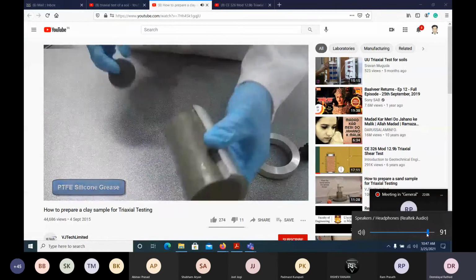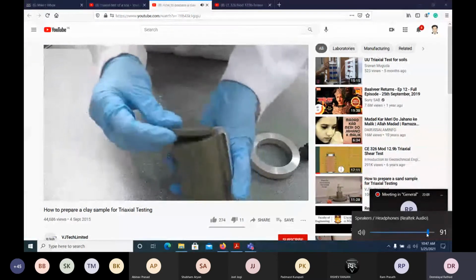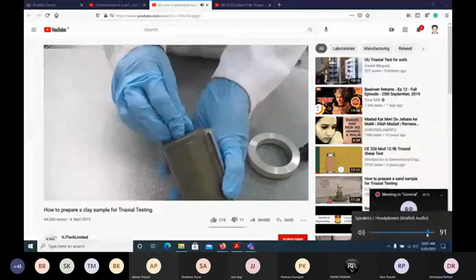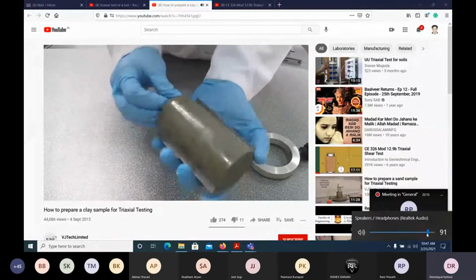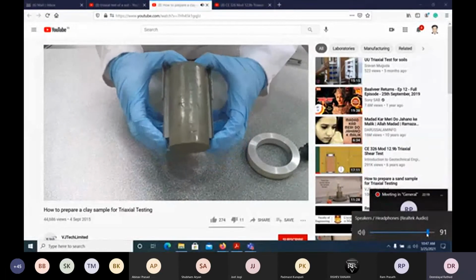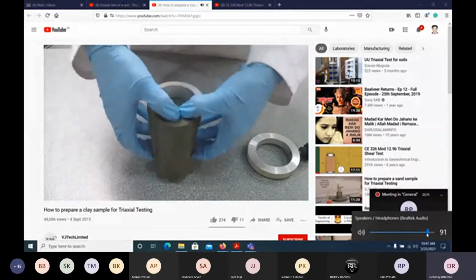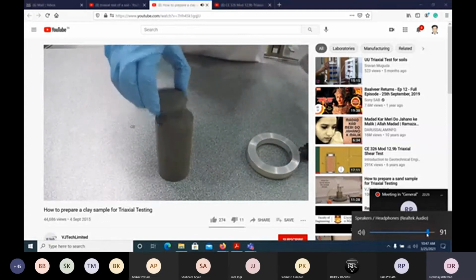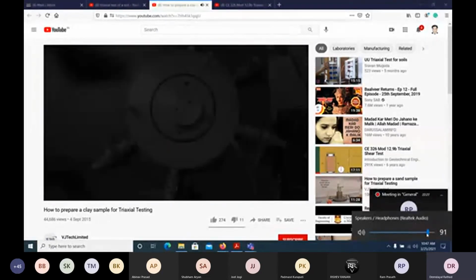We recommend the use of PTFE silicone grease. If the specimen is stuck, use a disc the same size diameter as your specimen to apply evenly when pushing. Be careful not to damage the specimen in the process. Now you have removed the specimen, you can place it on the base pedestal of the triaxial cell.